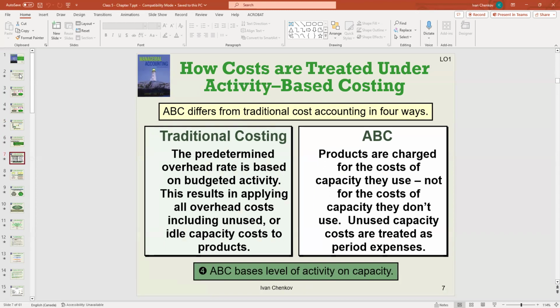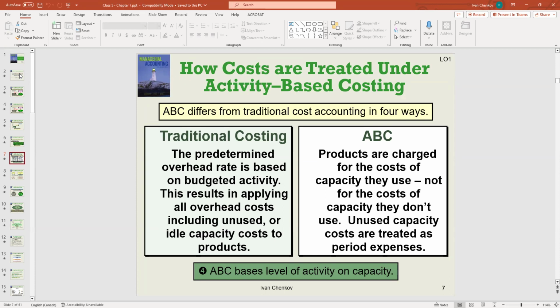The fourth difference is how exactly the activity-based costing differs from the traditional. In the traditional costing system, again, we're using a predetermined overhead rate, which is based on the estimation or based on the budgeted activity. And then we're applying the overhead using that activity. But we're going to include also unused and idle capacity in the cost of our product.